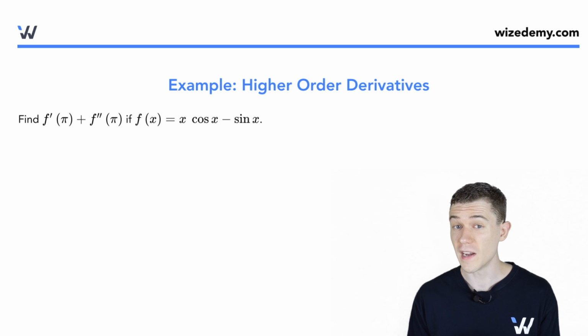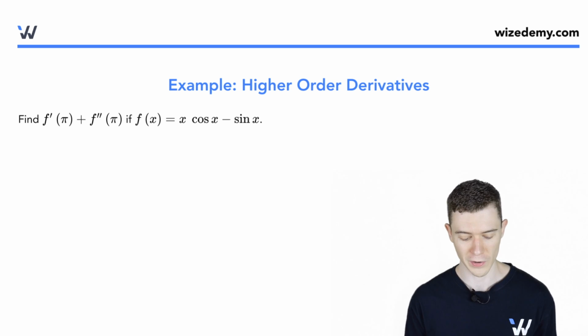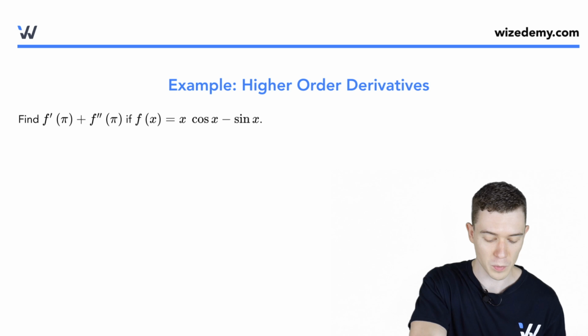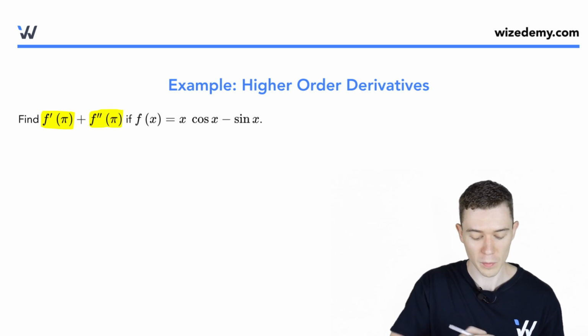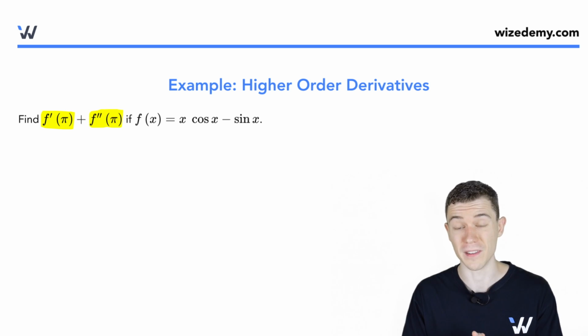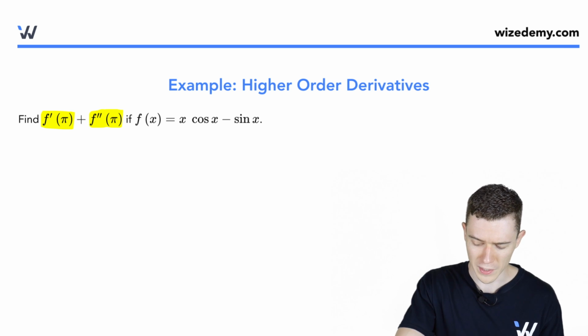We're given this function f of x. We'd like its first two derivatives evaluated at pi: f prime of pi and f double prime of pi. We'll add those together. Okay, if we want to do this, we'll need the derivatives.